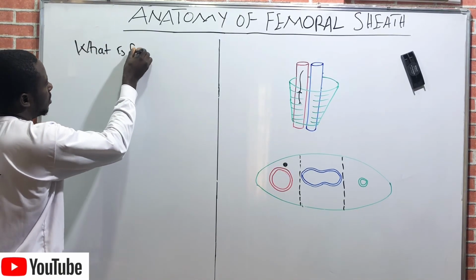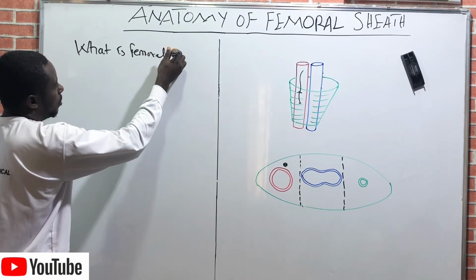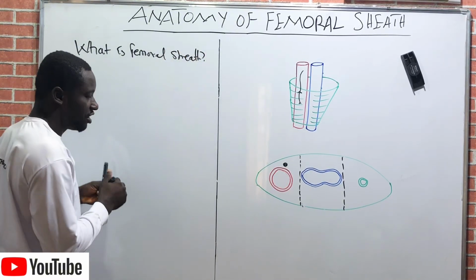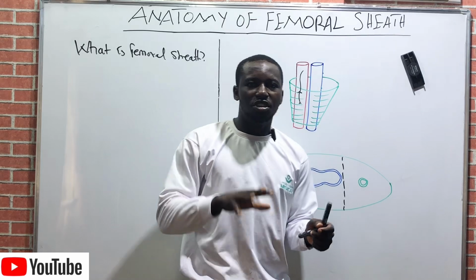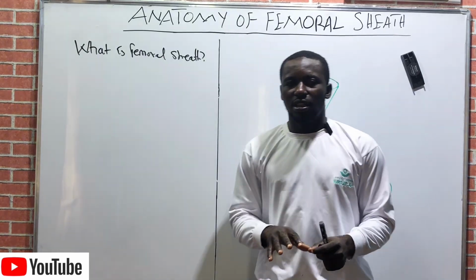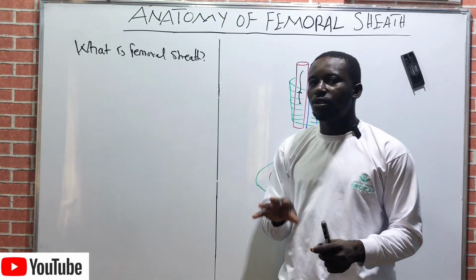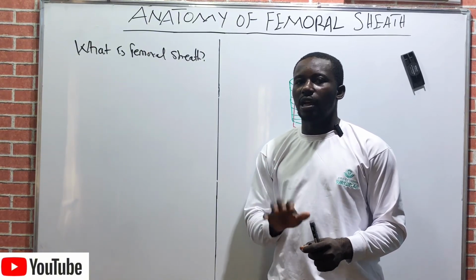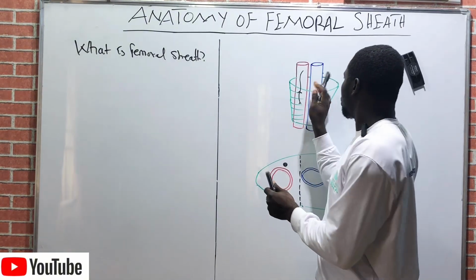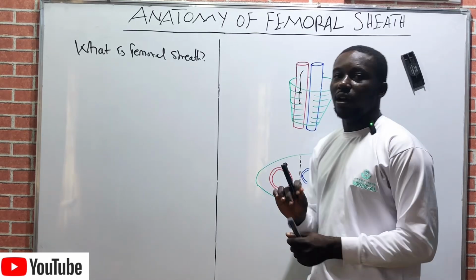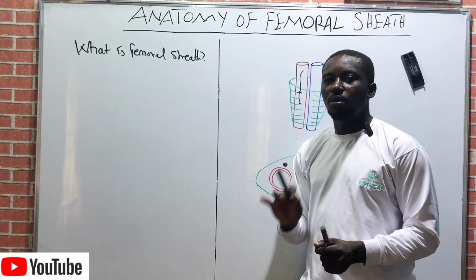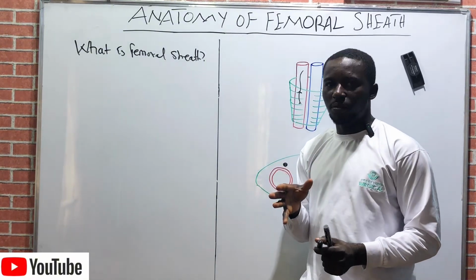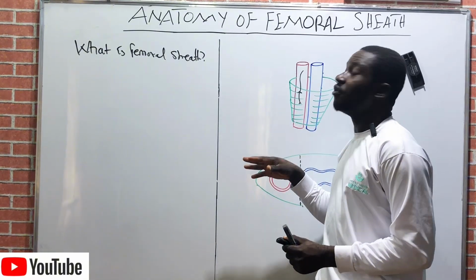What is femoral sheath? Femoral sheath is a funnel-shaped fascial sheath that encloses upper 3 to 4 cm of the femoral vessels. If you watch the femoral triangle, these are the structures. This is how the structures are arranged in the femoral triangle. So the femoral sheath is just like a sleeve that encloses the femoral vessels.